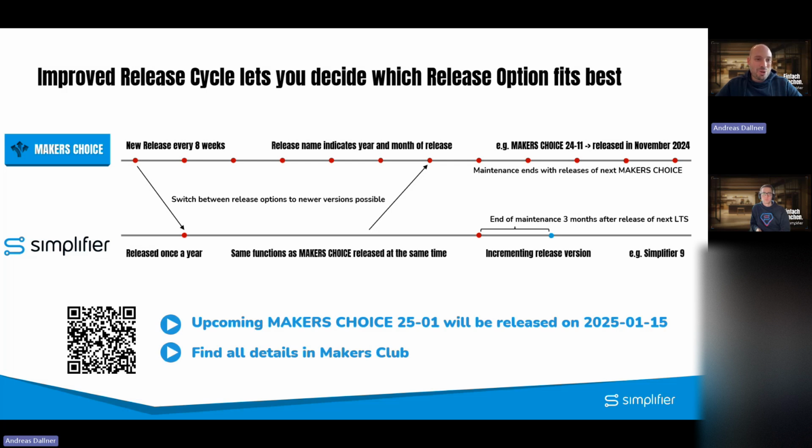What we don't really support is when you say, okay, I like the Maker's Choice 2411, but maybe I don't like the Maker's Choice 2501. Then you have to stick to the Maker's Choice until there's the next long-term support. So this should be taken into consideration. There are some restrictions, but I think for all customers there's a fitting option, and if you need help, as I said, just contact us or our customer success team.